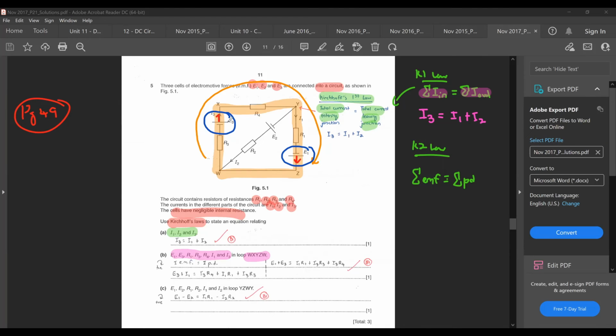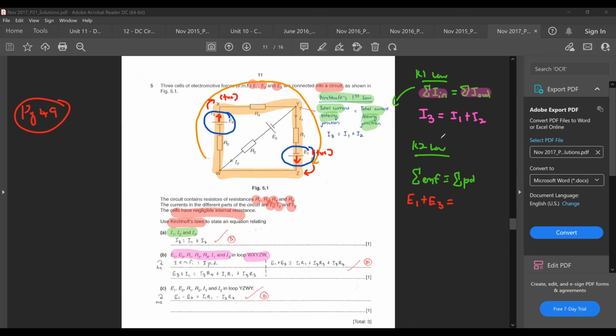In your case, for the EMF, the red color arrow indicates the direction in which current is supposed to flow out from. So notice this one is going counterclockwise. Sorry, this one is going clockwise. This one is going clockwise also. So this one, E1 will be positive. E3 would be positive. It's pushing current in the same direction as your sign convention. So E1 plus E3. There's no negative here.